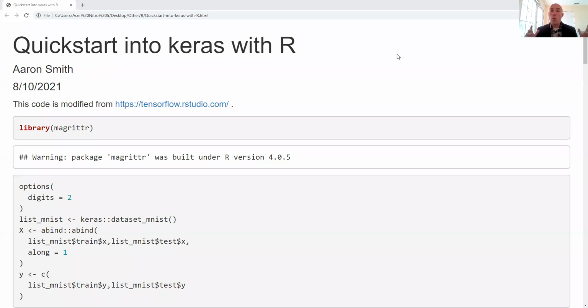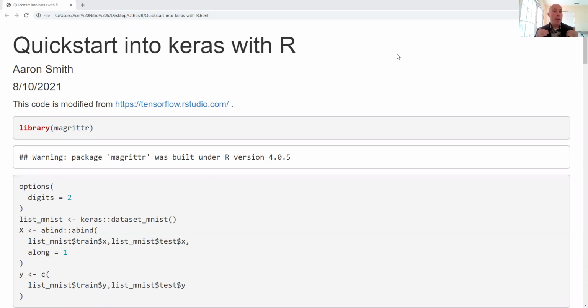Hi, in this video, we want to take a look at getting into keras with R. All right, so keras is part of TensorFlow. It is part of machine learning. This is some good stuff. This is some exciting stuff. And we're going to do a quick start.